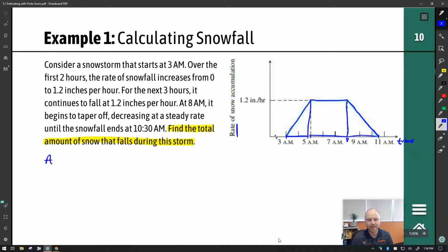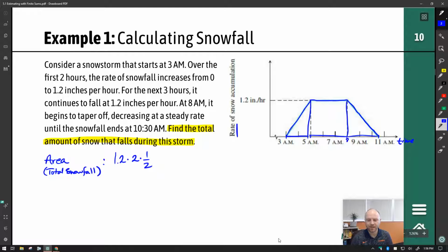So we'll say the area, which is also the same as the snowfall. We'll say total snowfall would be this. So the first triangle has a base of 2 hours and it has a height of 1.2. So 1.2 times the base 2 times 1/2.